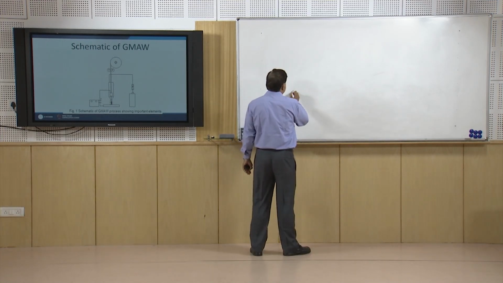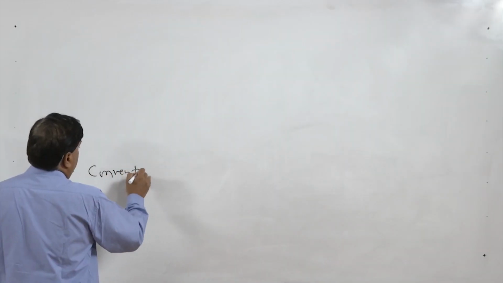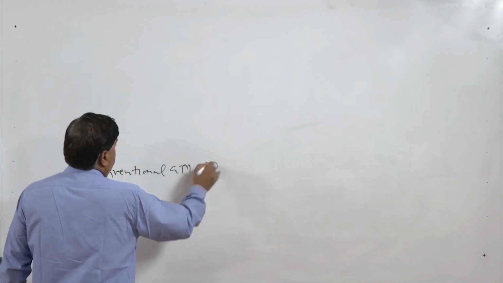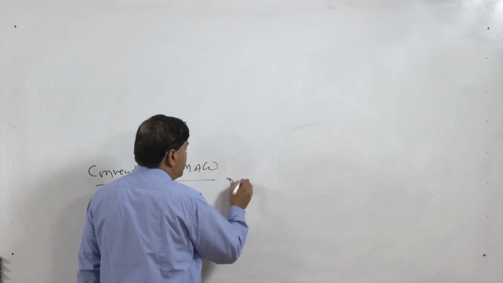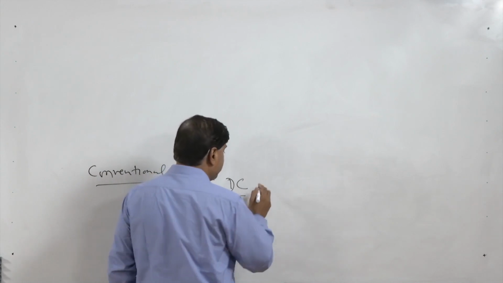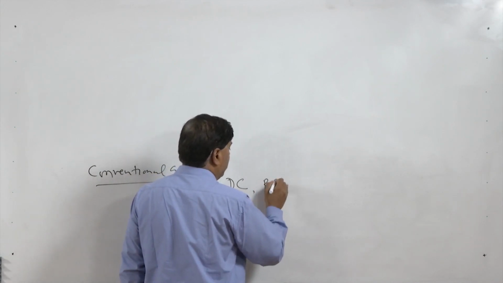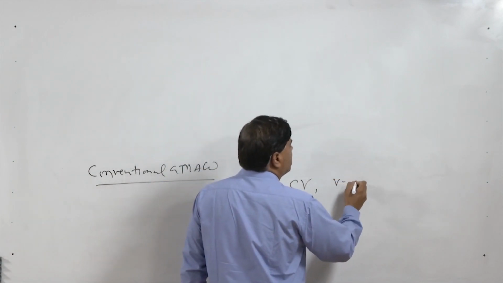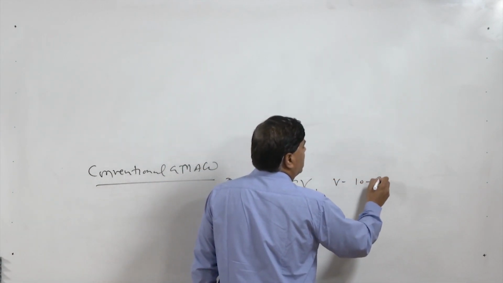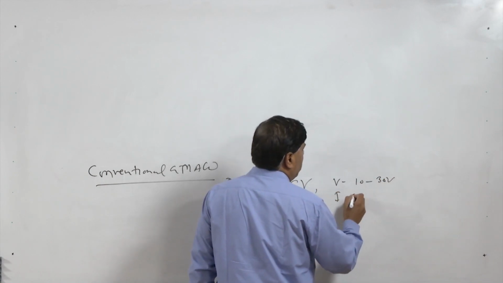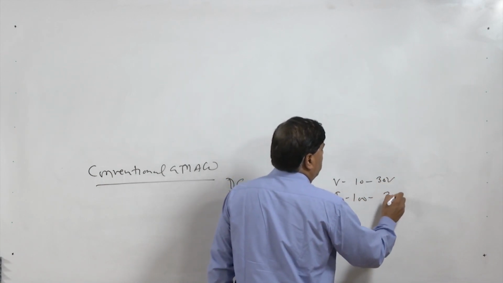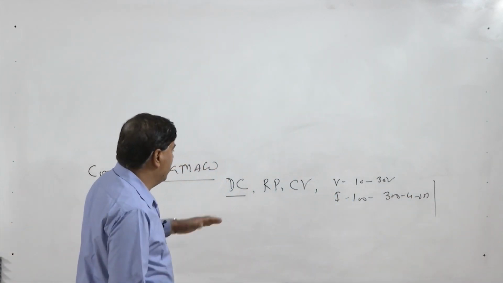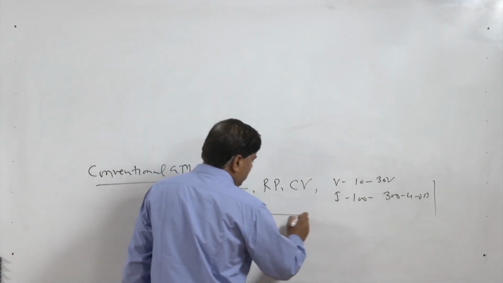The conventional GMAW uses certain things like DC power, reverse polarity, a constant voltage power source, and the voltage ranging, say, around 30 volts, while the current may vary, say, 100 to 300 to 400 ampere. So the current in the conventional case largely remains constant.